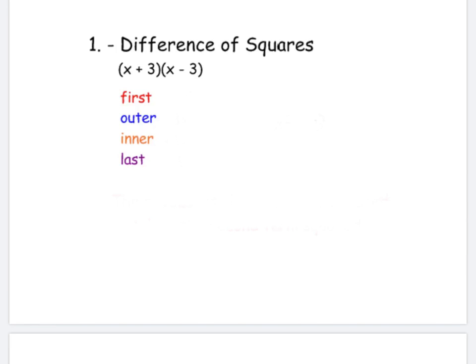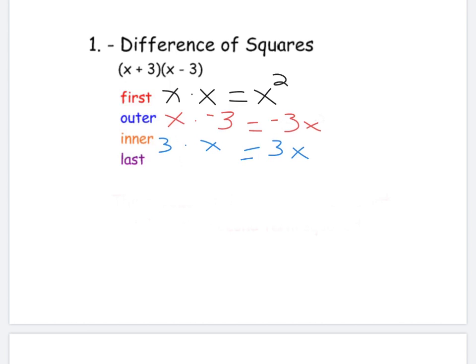So if we are doing the FOIL method, the first terms are x and x. So I have x times x, which gives me x squared. The outside terms are x and negative 3. Negative 3 times x is negative 3x. The inside terms are 3 and x, which would give me 3x. And the last terms are 3 and negative 3, which would give me negative 9. I can then combine any like terms and then write my answer in standard form.